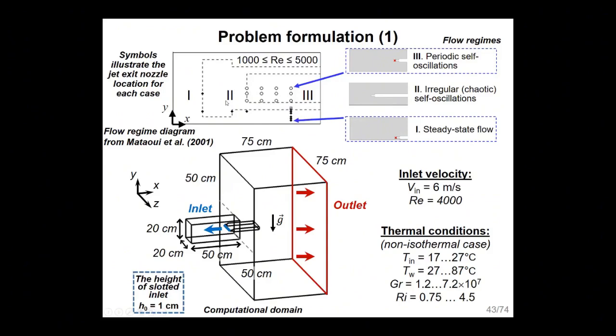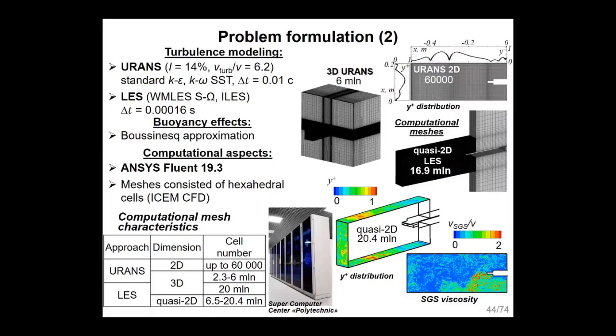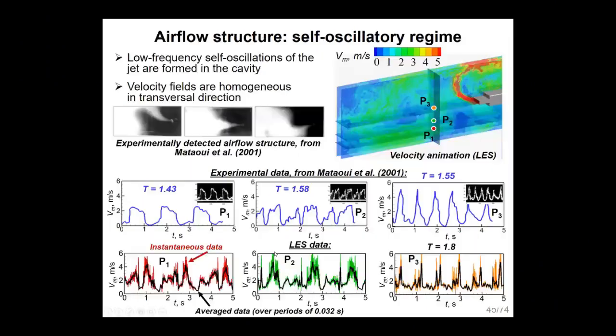It was obtained in the experiments by measurement of velocities at several points. So now we may analyze the full flow field using computational fluid dynamics techniques, again, unsteady RANS approaches and large eddy simulation modeling. And here is the global unsteadiness.